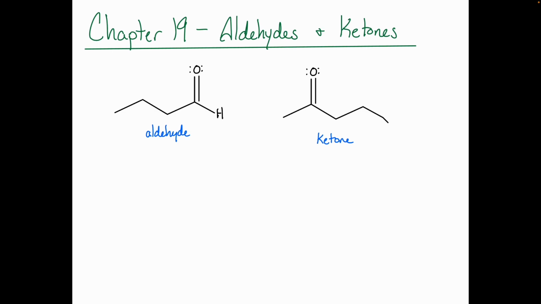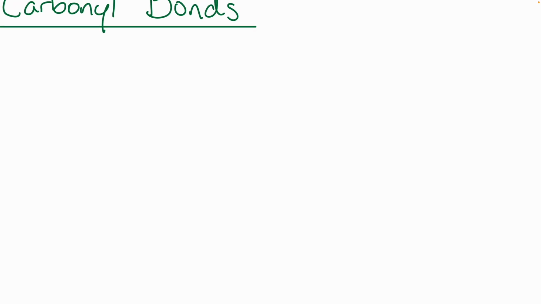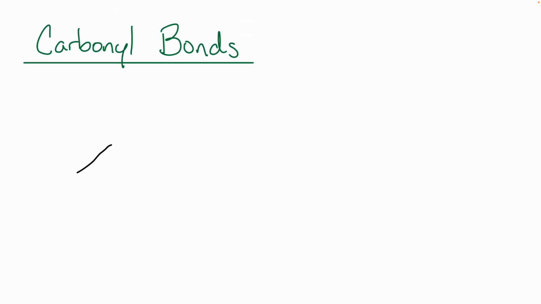Alright, and again, understanding these functional groups, as well as a lot of the ones that we're going to be talking about going forward, right? There are other functional groups, carboxylic acids, esters, amides, that also contain these carbonyl bonds. So just focusing on these carbonyl bonds for a second. Alright, if we kind of zoom in, okay, this carbon-oxygen bond here.